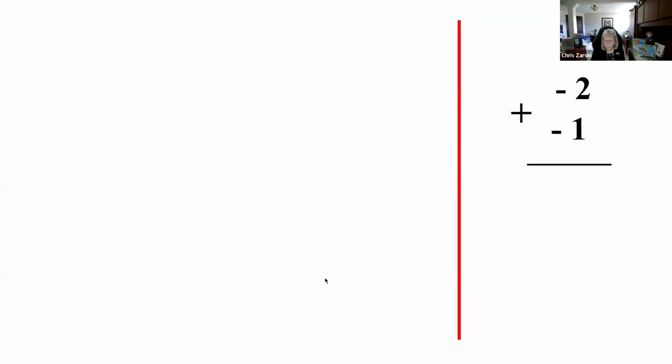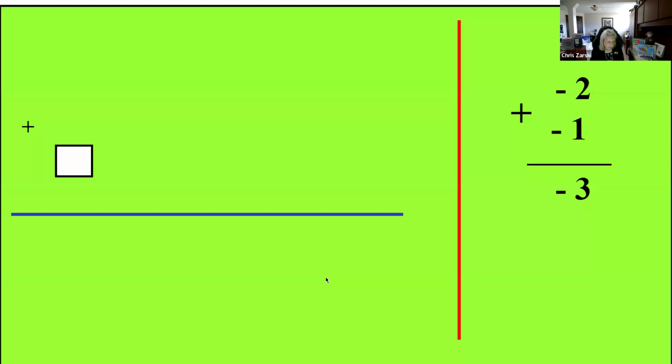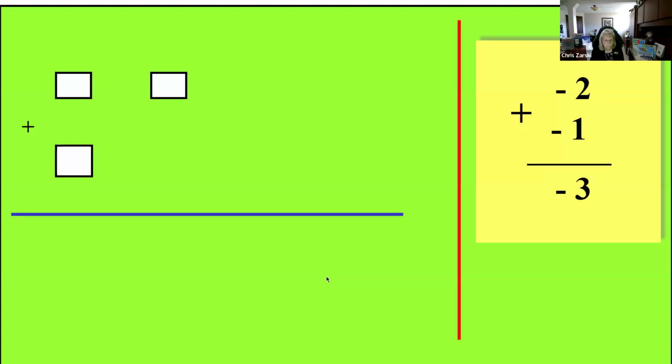Okay, what about if they were 2 white ones? -2, add a -1. So 2 white ones, add a white and below that, and I'm going to end up with a -3. I'm missing a number there for some reason, not coming up. There it is. So white plus white still gives me white.